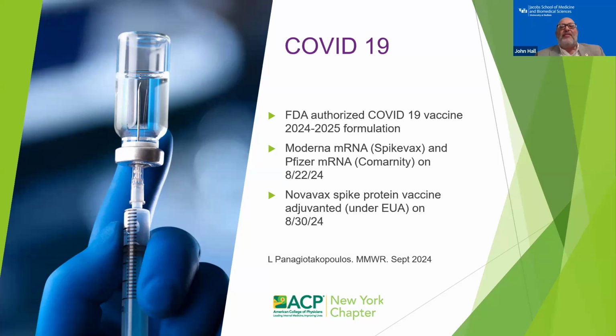The FDA authorized the newest version of the COVID-19 vaccines, which are referred to as the 24-25 formulation. The ones that are available in the United States are the 2 mRNA vaccines that we know of as the Moderna mRNA, which is known as Spikevax by the trade name, and the Pfizer mRNA vaccine, which is known as Comirnaty under that trade name. Novavax is available as well. This is still under emergency use authorization in the United States.